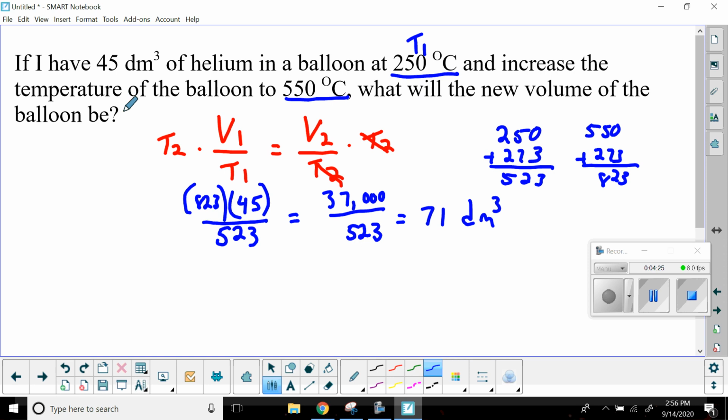So if I'm looking at this for my double check, I increased the temperature, so I should have increased the volume. My initial volume was 45. My final volume was 71. So I am correct. At the bottom of this, there are some Charles' law problems for you to peruse and get comfortable with. Good luck.